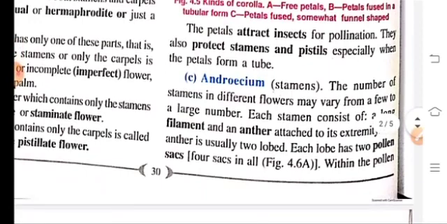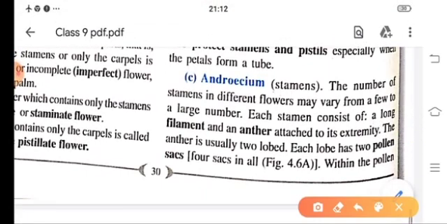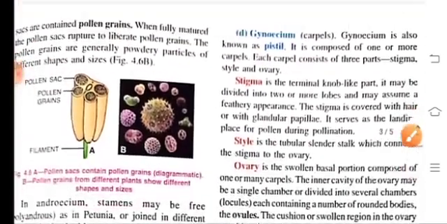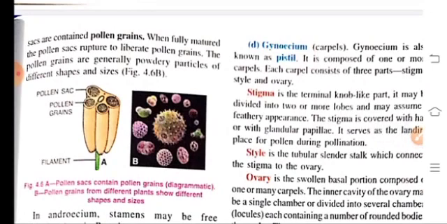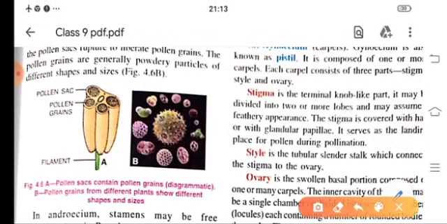Third whorl of the flower is the androecium. Now the number of stamens is different in different flowers. Now each stamen has a long filament and an anther at the top. Now these anthers are usually bilobed, and each lobe has two pollen sacs in which pollen grains are present. Now when these anthers get fully matured, the pollen sacs rupture and release pollen grains for the pollination process.